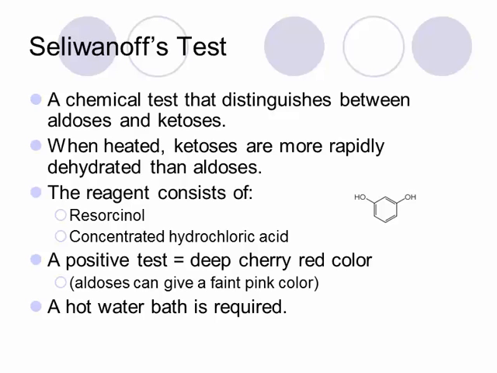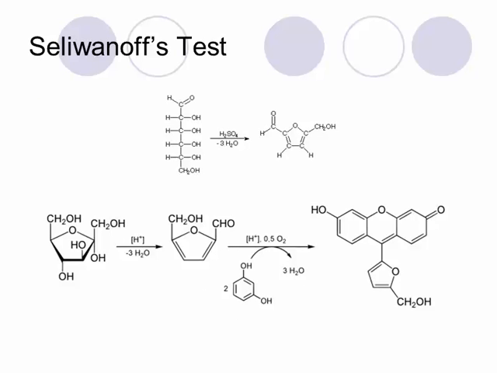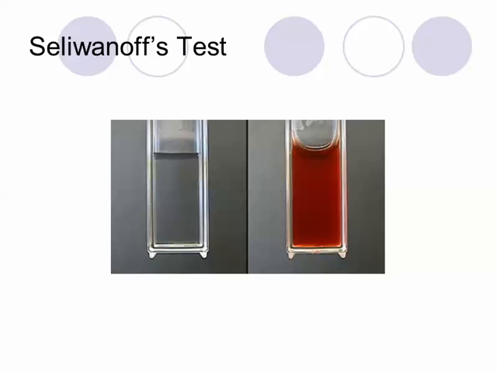The positive test here is a very deep red color, cherry red. Sometimes you might go pinkish, but a lot of times you're looking for this cherry red color that will show up in the actual test tube. And of course, if these things are heated and we time them, a hot water bath is going to be required. So there's the reaction for the Seliwanoff test, and here is the positive ID for the Seliwanoff test.